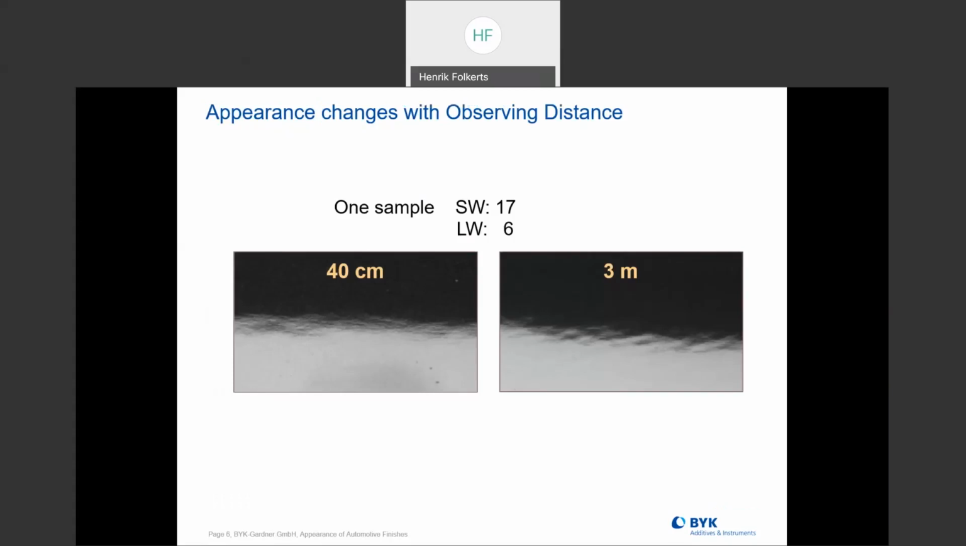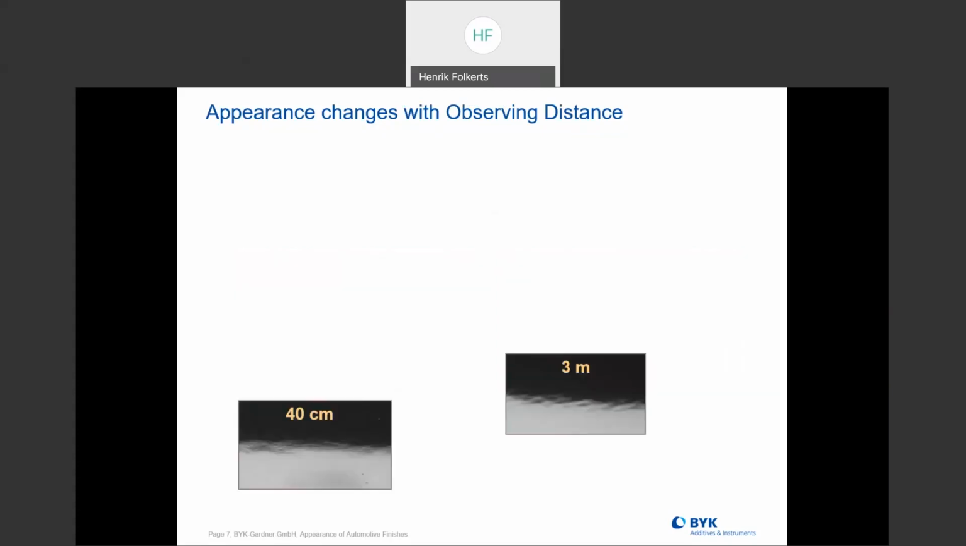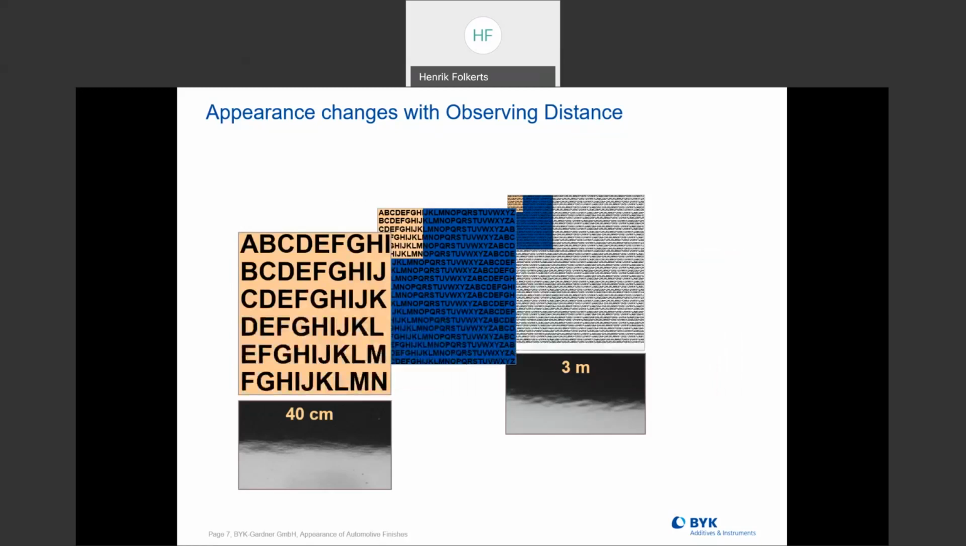So here you have to make sure you pay attention to the distance that you're observing. When you look from, say, 40 centimeters, you can see the shorter wavelengths. Here the one sample has a short wave of 17. And from 3 meters away, you can see the long wave. In this case, the long wave is 6. And this is just another example of how this looks. If I'm up close, I'm going to see the individual letters. And when I'm farther away, I just see the pattern.